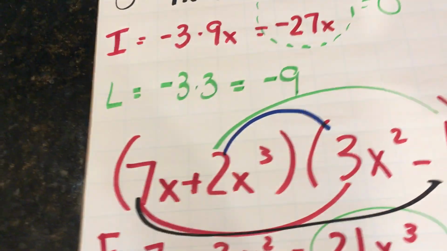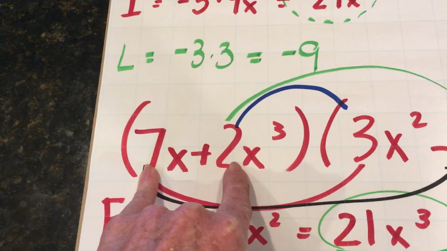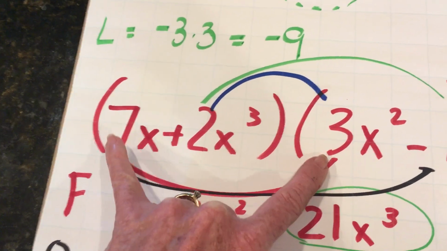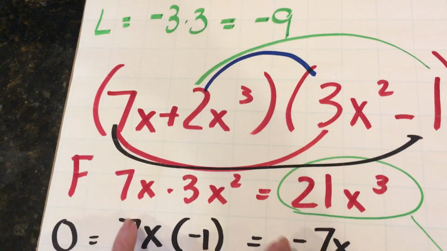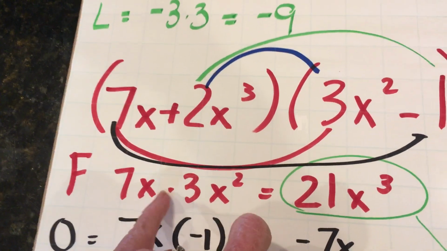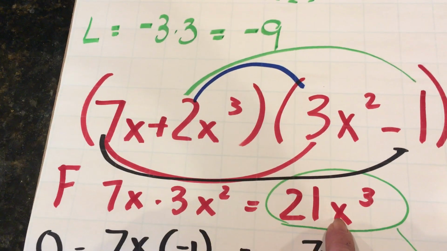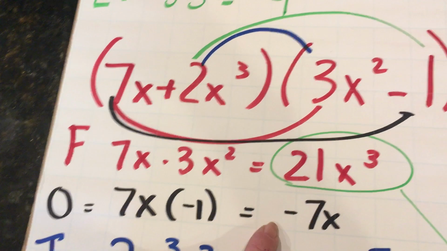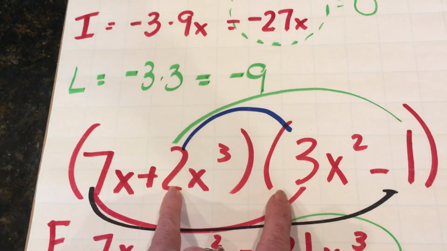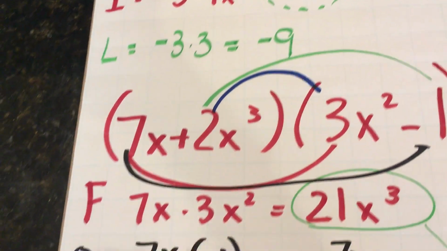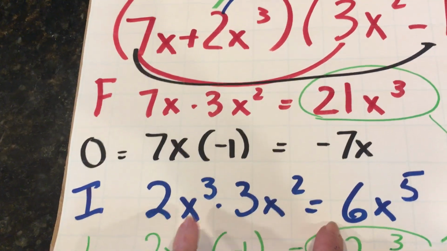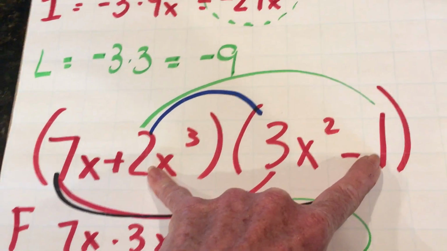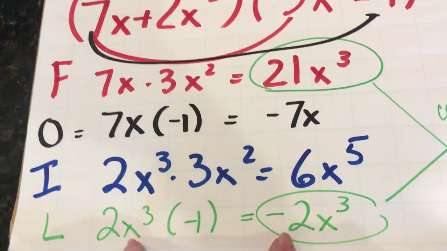And the last problem we're going to do for today, 7x plus 2x cubed times the quantity 3x squared minus 1. First in both parentheses, so we're taking 7x times 3x squared. 7 times 3 is 21. X times x squared is x cubed. Outer, you're taking your 7x times negative 1, which will give you negative 7x. Inner gives you 2x cubed times 3x squared, which is 2 times 3 is 6. X cubed times x squared is x to the 5th. Last is 2x cubed times negative 1, which is negative 2x cubed.